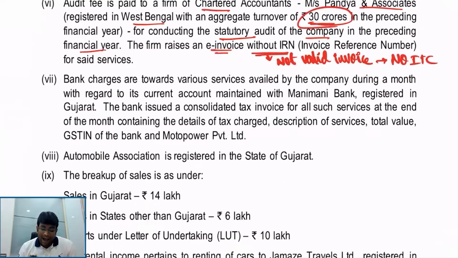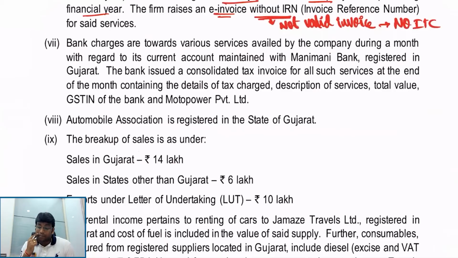Then, bank charges are towards various services availed by the company during a month with regards to its current account maintained with Money Bank, registered in Gujarat. Bank issues a consolidated tax invoice for all such services at the end of the month, containing details of tax charge, description, value, GST number and all. Very good. Happily we can take ITC.